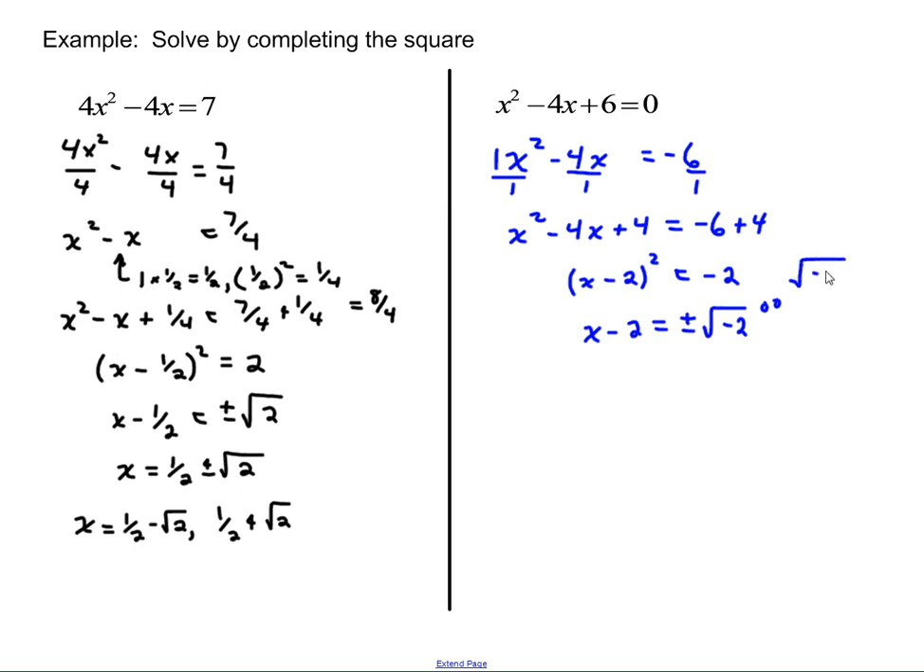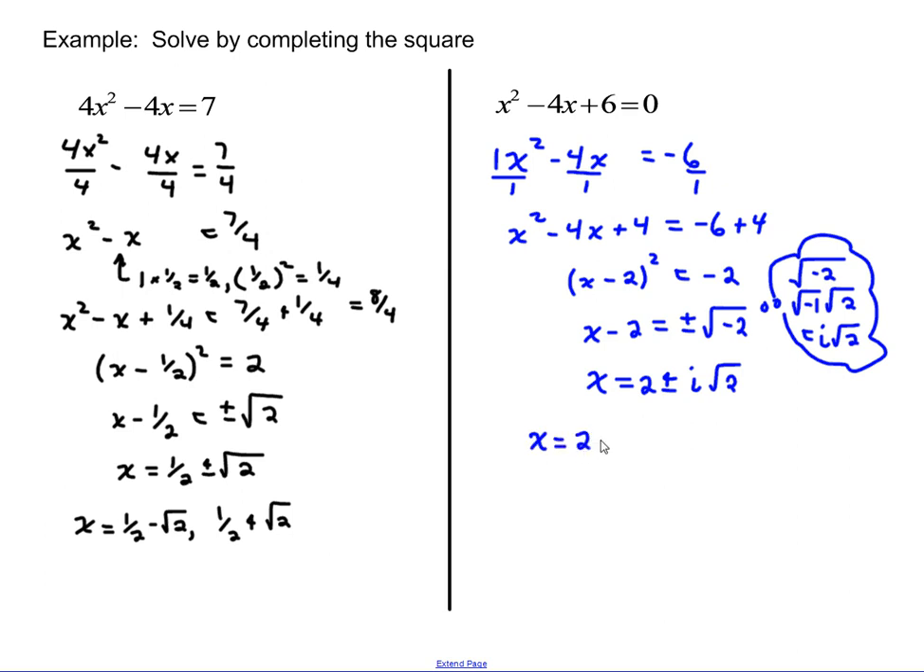We recognize from earlier lessons that the square root of negative 2 is the equivalent of saying the square root of negative 1 times the square root of 2, which is i times the square root of 2, written in the standard form for an imaginary unit. So we're going to say x is equal to 2 plus or minus i times the square root of 2. And again, this is two different solutions. x equals 2 plus i times the square root of 2 in standard form, and x equals 2 minus i times the square root of 2 in standard form. Okay, more to come in the next video.